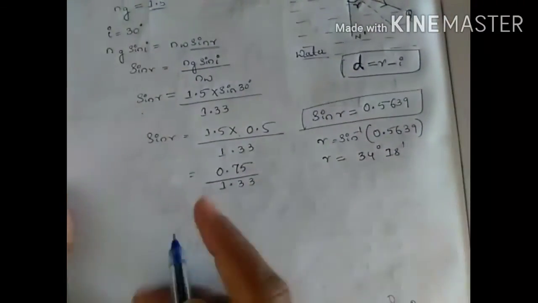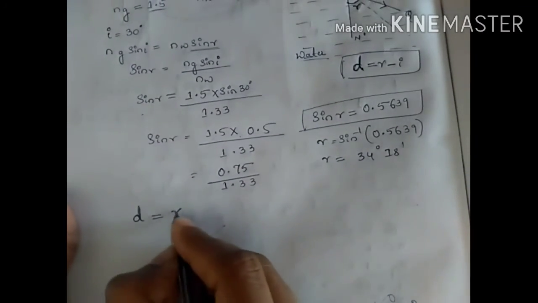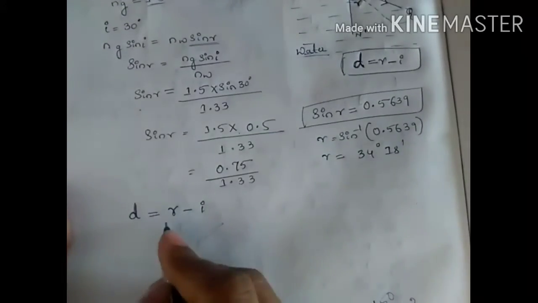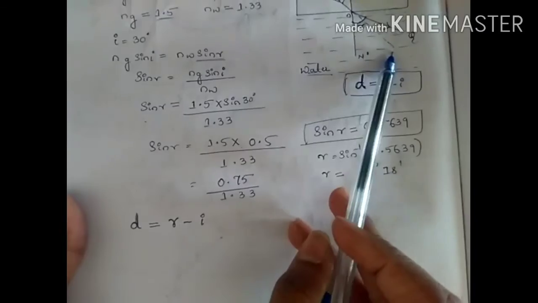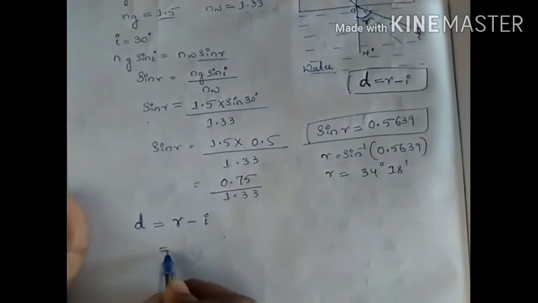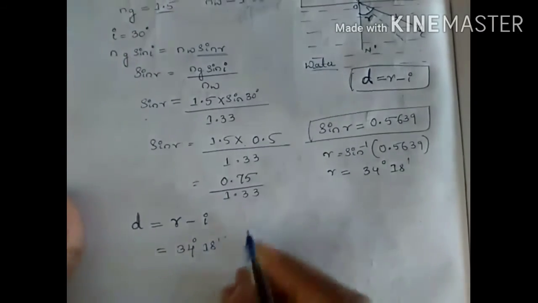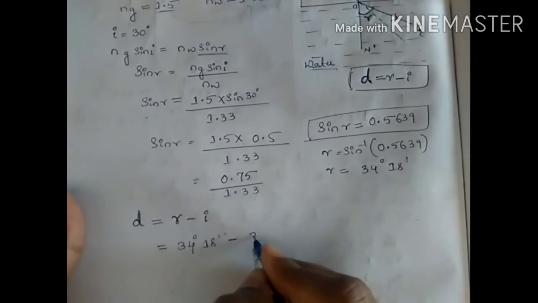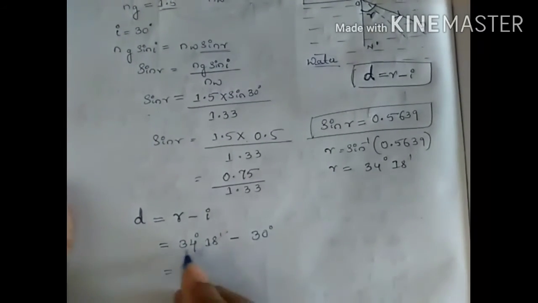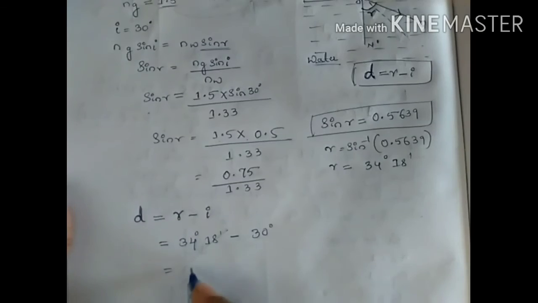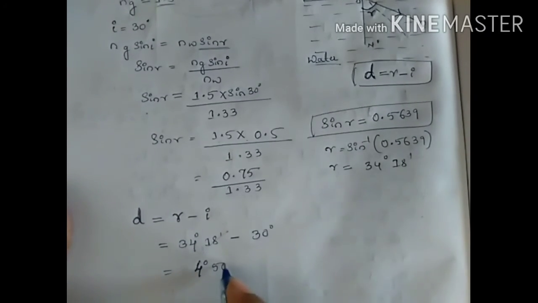So if I rewrite this, angle of deviation will be angle of refraction minus angle of incidence. How? This is from the above diagram which I have drawn here. So we know the value for r and we know the angle of incidence. So if you do this, then you will get the answer around 4 degree 58.